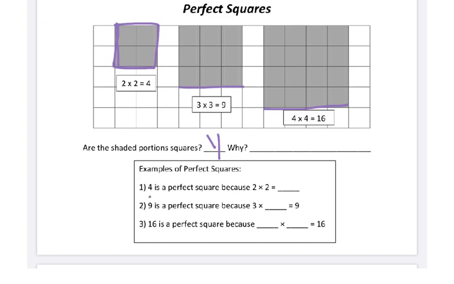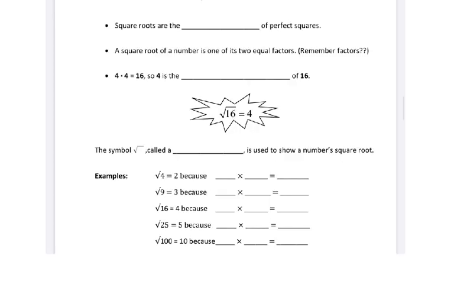4 is a perfect square because 2 times 2 is 4, okay? 9 is a perfect square because 3 times 3 is 9. Remember, a perfect square means that a number times itself equals that perfect square. 16 is a perfect square because 4 times 4 equals 16. So to know if something is a perfect square, you have to think, can I multiply a number times itself to get this number? If you can, then it is a perfect square. So like 36 would be a perfect square because 6 times 6 is 36.